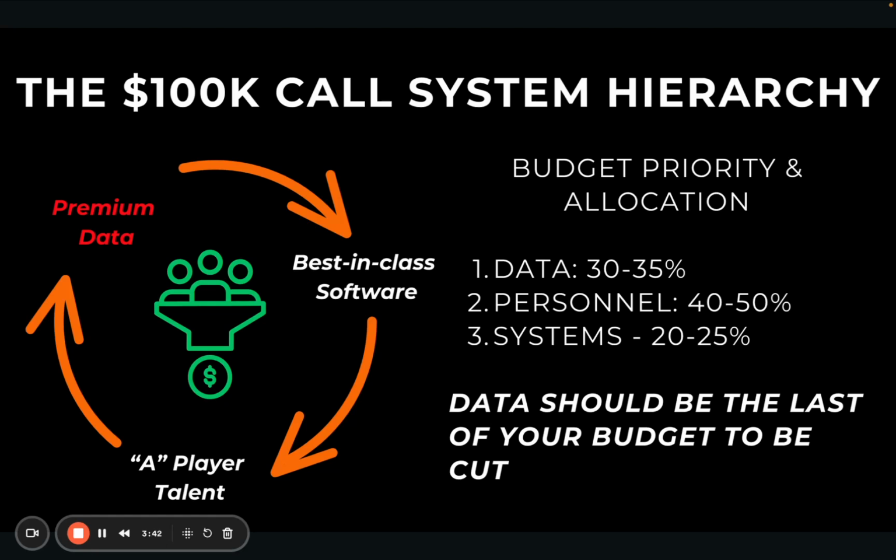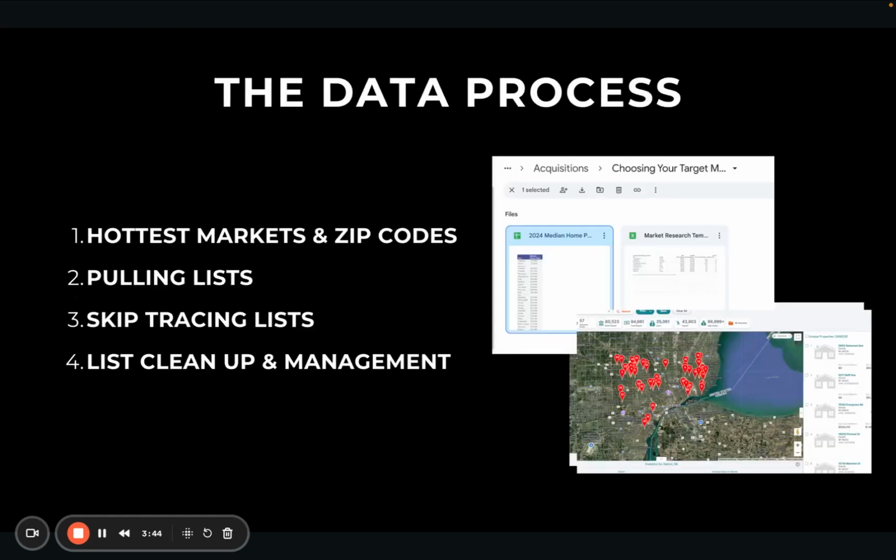So to progress further, let's break down the data process. First, we're going to go over the resources you have and how we go about targeting our hottest markets and zip codes. Then we're going to go over some different list pulling and skip tracing providers and recommendations and best practices. And then we'll wrap up with list cleanup.